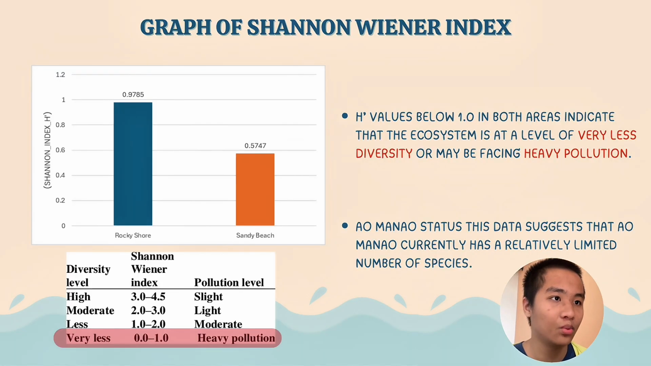Here's a graph of the Shannon-Wiener Index. The values are below 1 in both areas, indicating that the ecosystem is at a level of very low diversity and may be facing heavy pollution. This data suggests that Manao currently has a very limited selection of species.